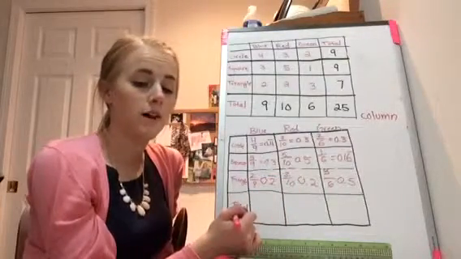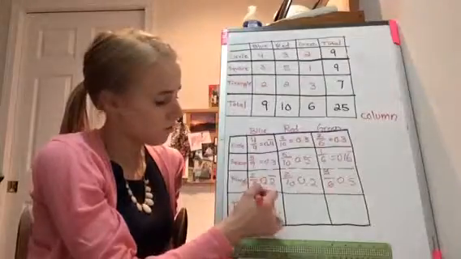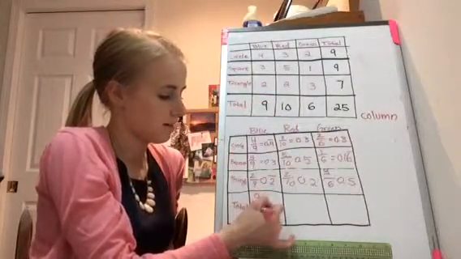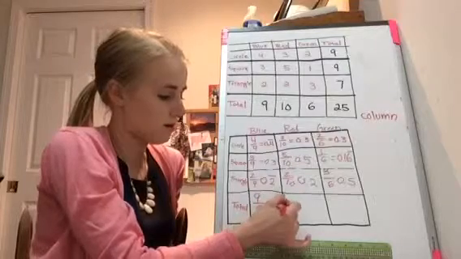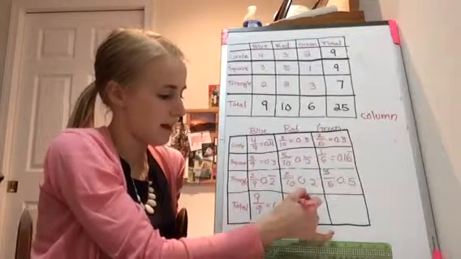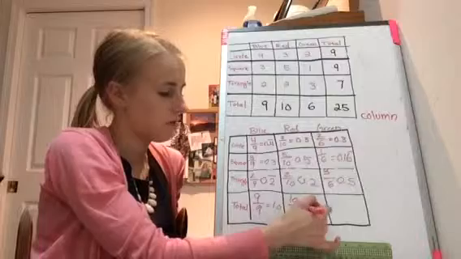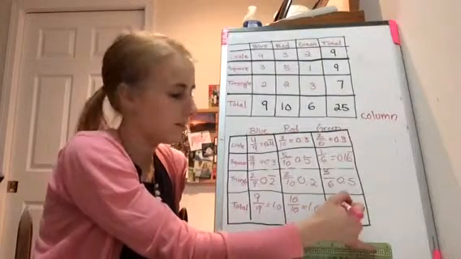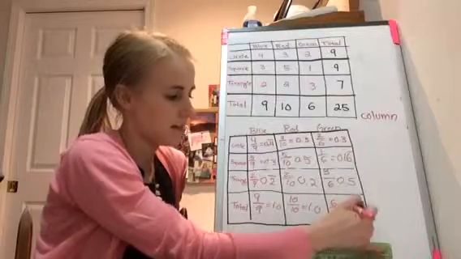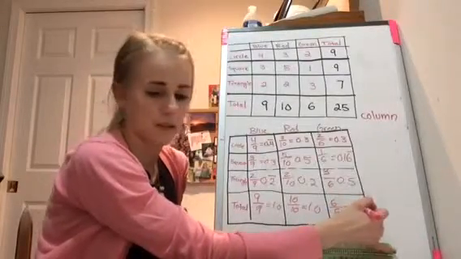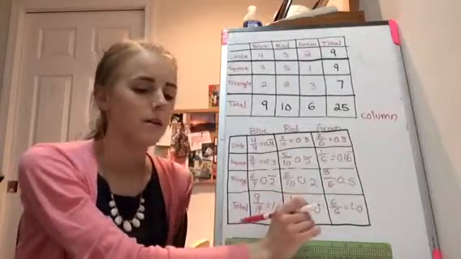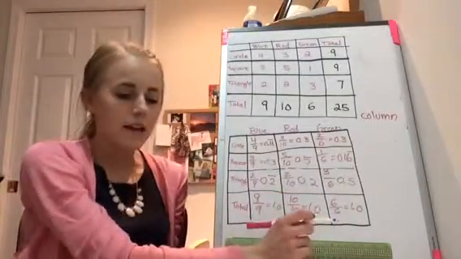Then we have to figure out, okay, the total then is 9 out of how many? 9. So that is 1.0. 10 out of 10, which equals 1.0. And then 6 out of 6 equals 1.0. Okay, now that we figured that all out, so now I can analyze the data.